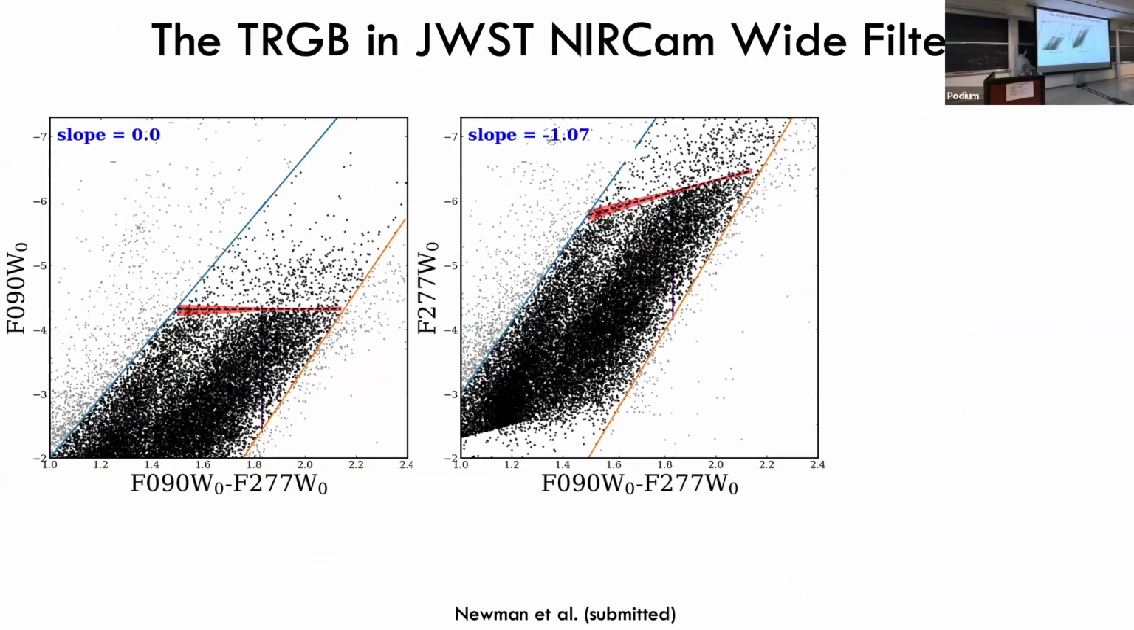Before I get into that, our JWST program was designed to image one of the 2 fields from our HST program in NIRCam. The CMDs I'm showing here are from all of our data. The slope is -1.77. There is a significant color dependence. And again, we can go through the same process.